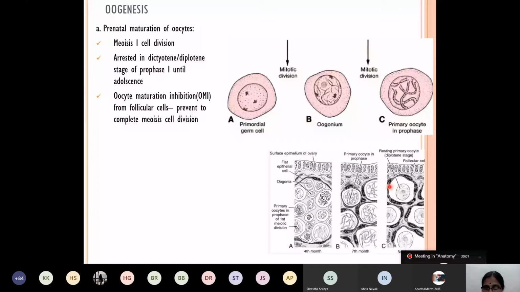Then the follicular cells undergo mitotic cell division and give rise to several follicular cells. At that time it is known as the secondary follicle. And later, what happens? There occurs the formation of the antrum, giving rise to the antral follicle or Graafian follicle. As the maturation of the follicle takes place, at the same time, what events are taking place?